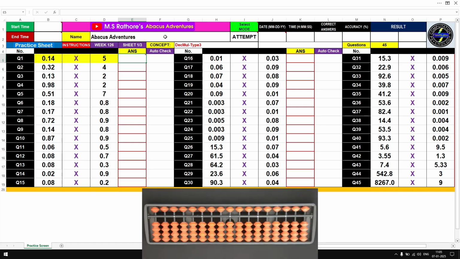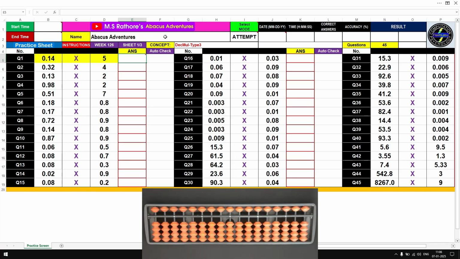Well, as you saw, type 3 questions have a 0 before or after the decimal point in most of the questions. Alright, so let's start solving the questions and understand how type 3 works.